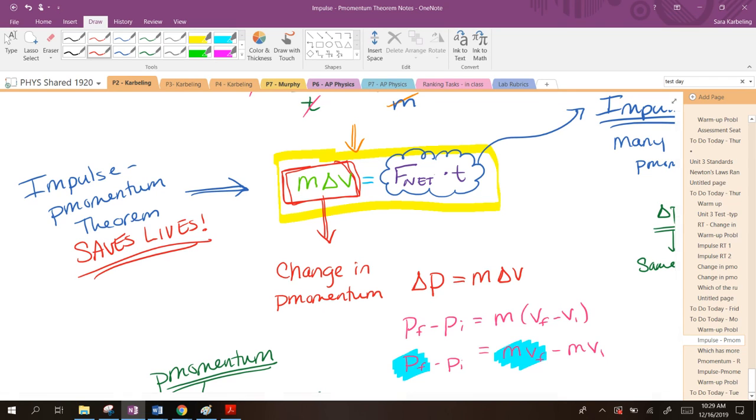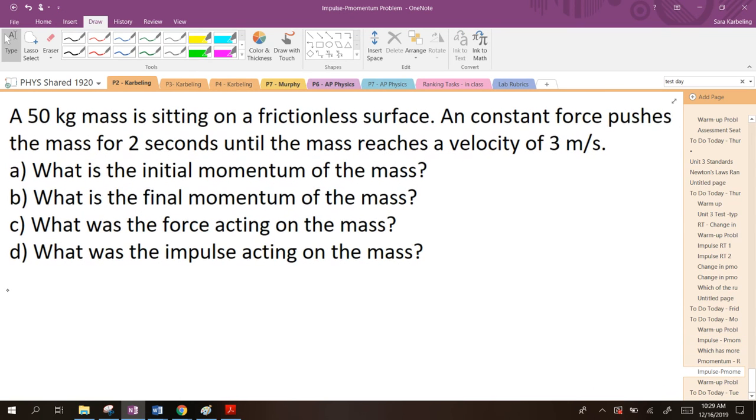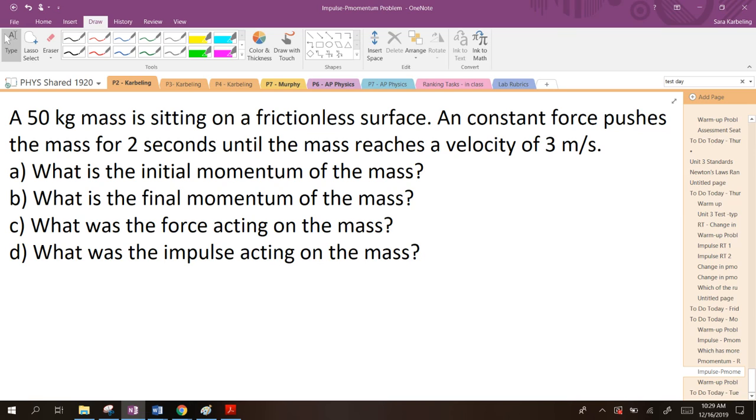I want to give you a couple practice problems to work on here. Here's one. This is kind of not quite as exciting as the egg. I apologize for that. But here's the situation. We've got a 50 kilogram mass, kind of a substantial mass, sitting on a frictionless surface. It says it should be a constant force. Typo, I apologize for that. A constant force pushes on the mass for 2 seconds until it reaches a velocity of 3 meters per second. I think sitting at rest, maybe.